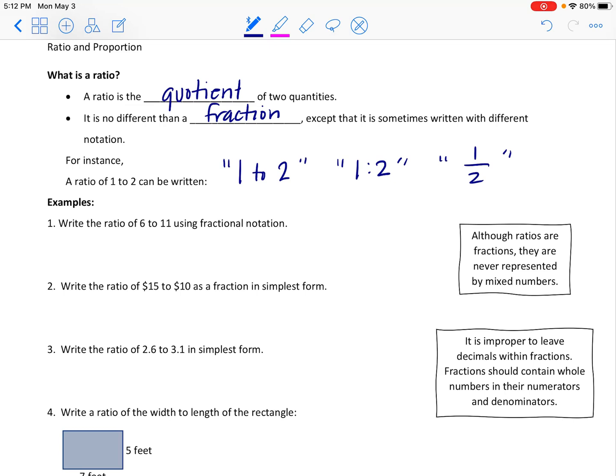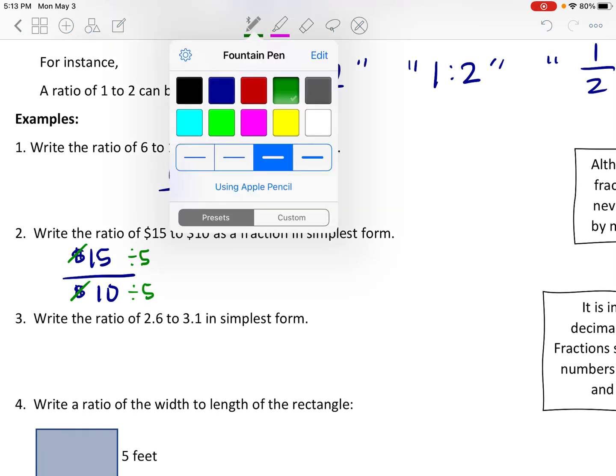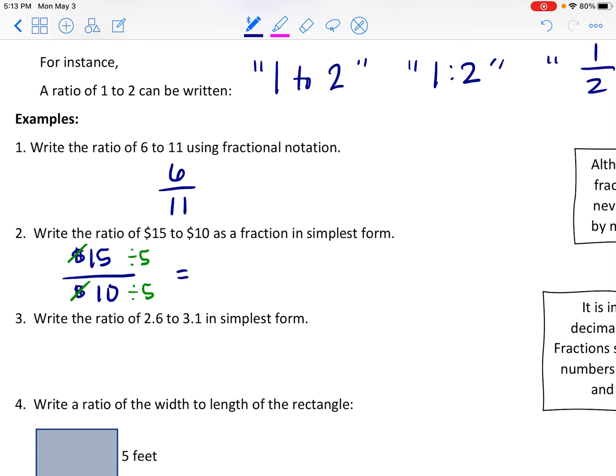Okay? So for instance, if I asked you to write a ratio of 6 to 11 using fractional notation, then a ratio of 6 to 11 would be a fraction of 6 divided by 11. Or the ratio of $15 to $10, written as a fraction in simplest form. Well, if we had $15 as a fraction over $10, then this could reduce in a couple of ways, right? We want to put this in simplest form, so make sure it's reduced. Well, we have units in common in here. So if there's a dollar sign on the top and a dollar sign on the bottom, then we can reduce out those units. And also, 15 and 10 are divisible by 5. So if I divide the numerator and denominator both by 5, then my ratio as a fraction in simplest form would be, without the dollar sign, 3 over, again without the dollar sign, 2. So $15 to $10 as a fraction in simplest form, and as a ratio, would be 3 to 2.